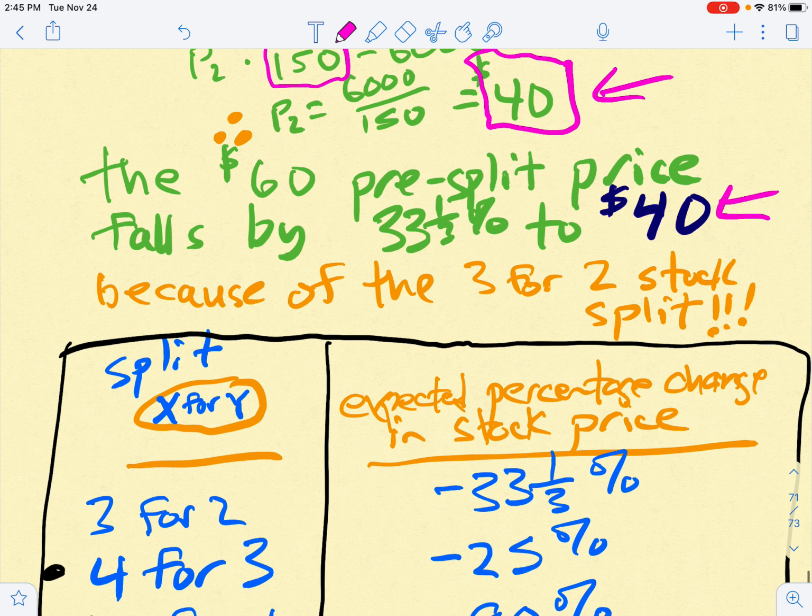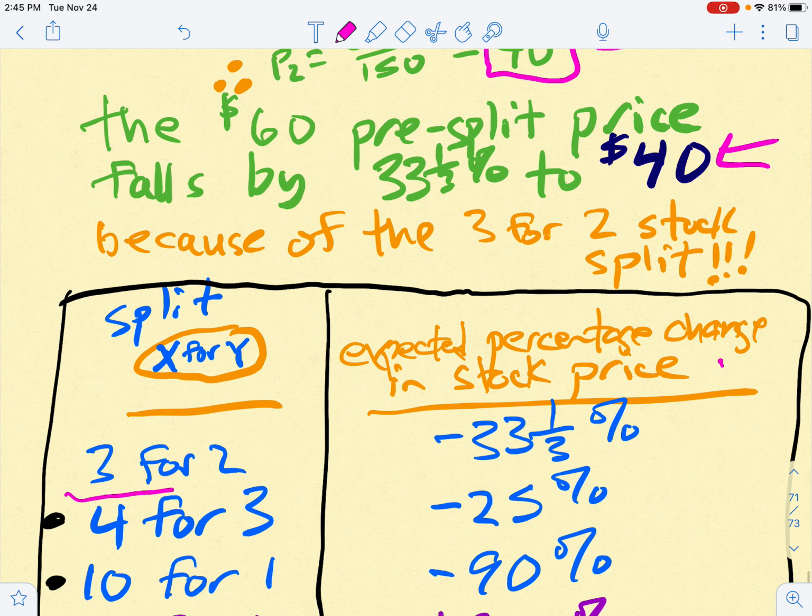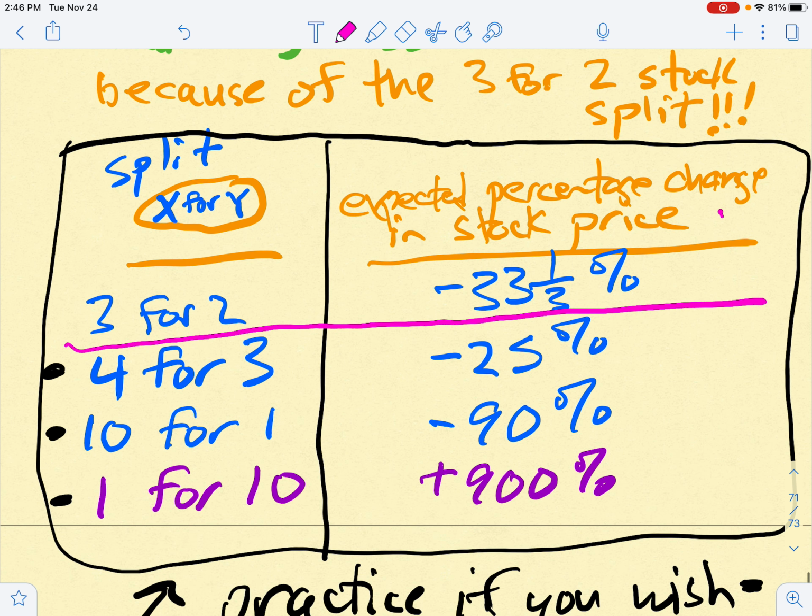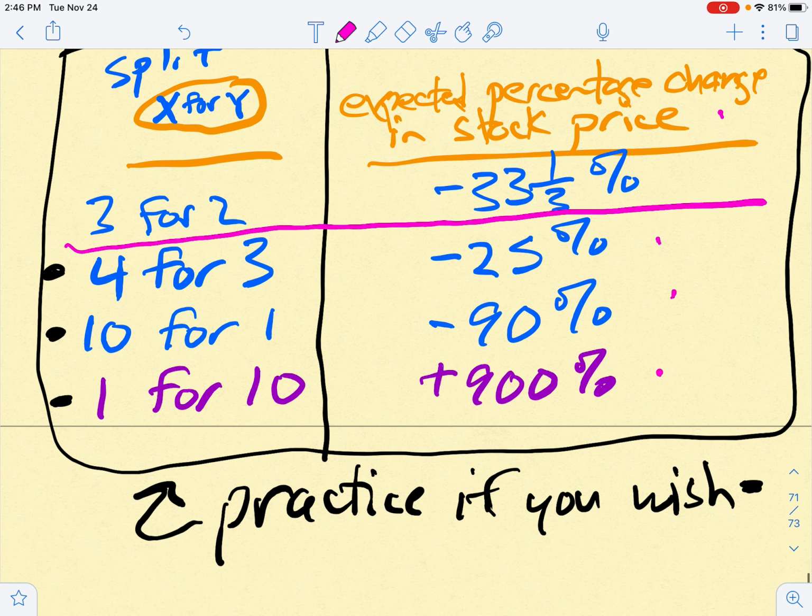Here I have the split, the X for Y, and then the expected percentage change in stock price. This is the one that we just did. And then I suggest that you try a 4-for-3. There's the answer. 10-for-1, there's the answer. A 1-for-10 reverse split, there's the answer. And practice those if you wish.